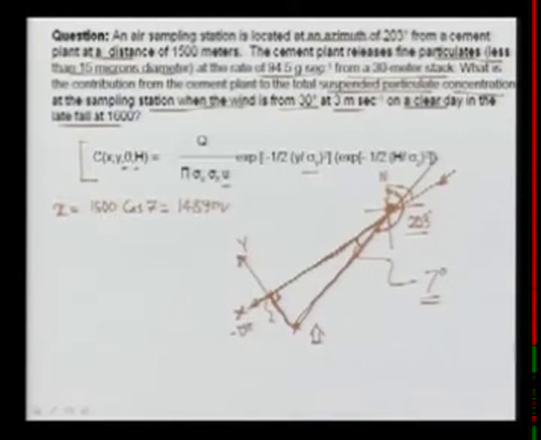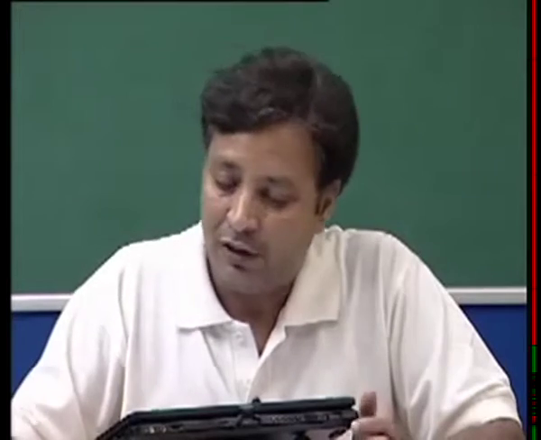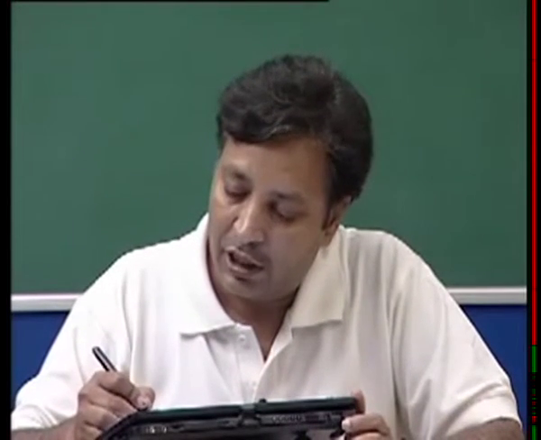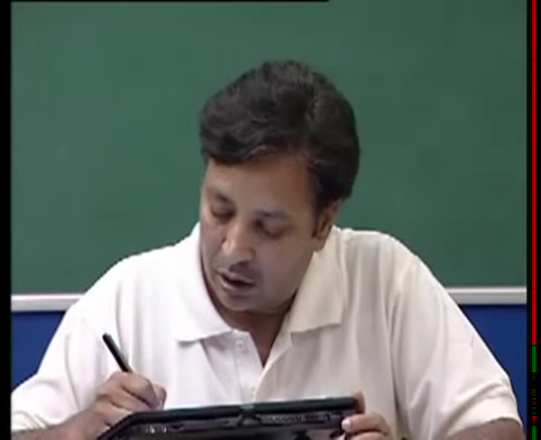Okay. Similarly, I can find out the y component, and call this y, and my y will be equal to 1500 sine 7 degrees, and that, if I use the calculator, came out to be 87 meters.